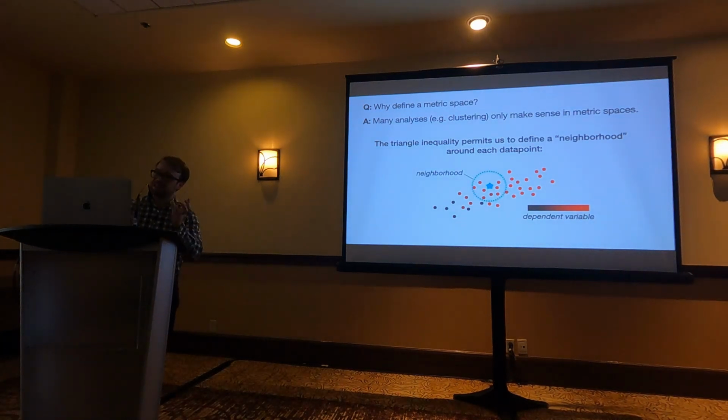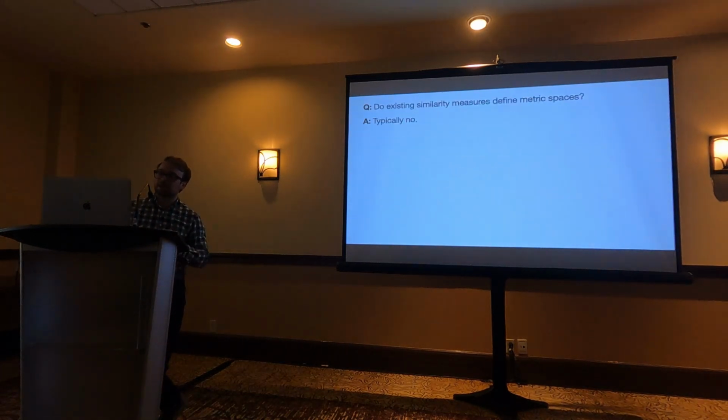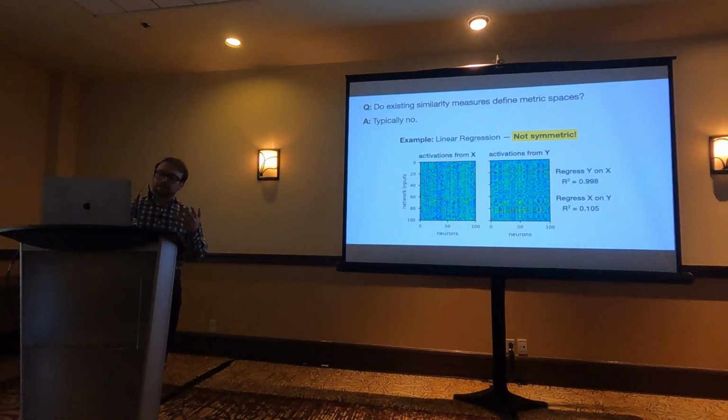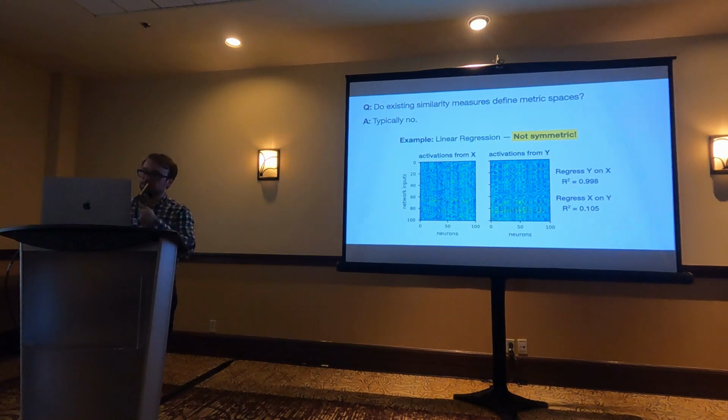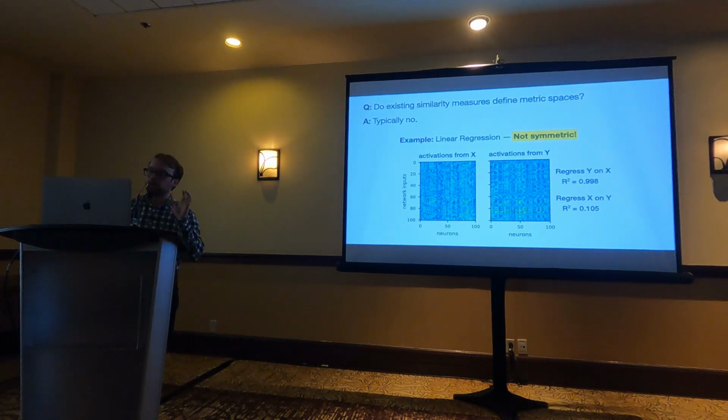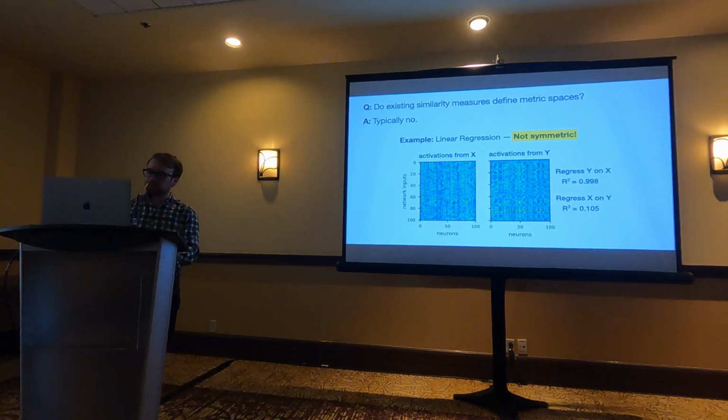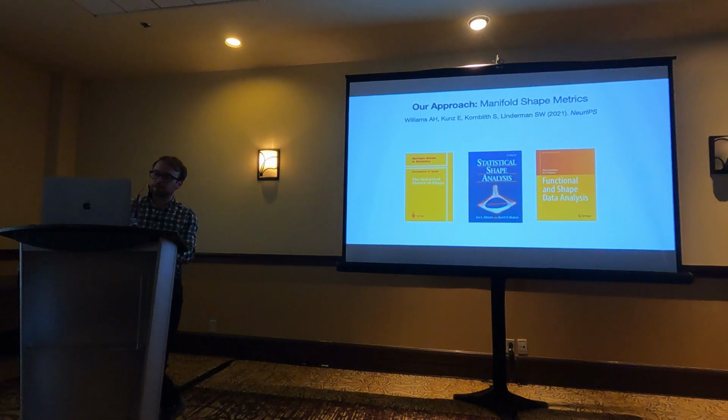And defining that animal's neighborhood only works if you have a rigorous metric space. So that's the kind of flavor of why we care about this. And skipping over this quickly, existing notions of similarity, like using linear regression, don't define metric spaces. In fact, linear regression isn't even a symmetric notion of distance. So that is just a quick cautionary tale, like a public service announcement that I feel is necessary. You can ask me questions about this, but I'll move by it kind of quickly.